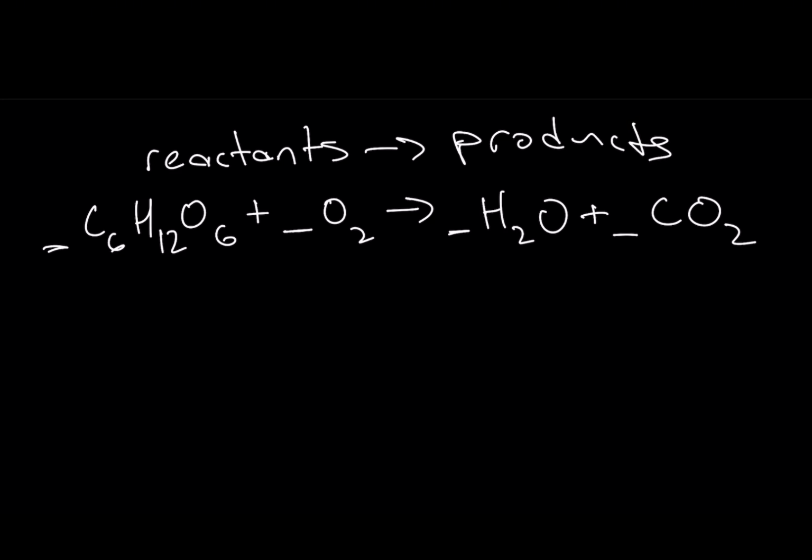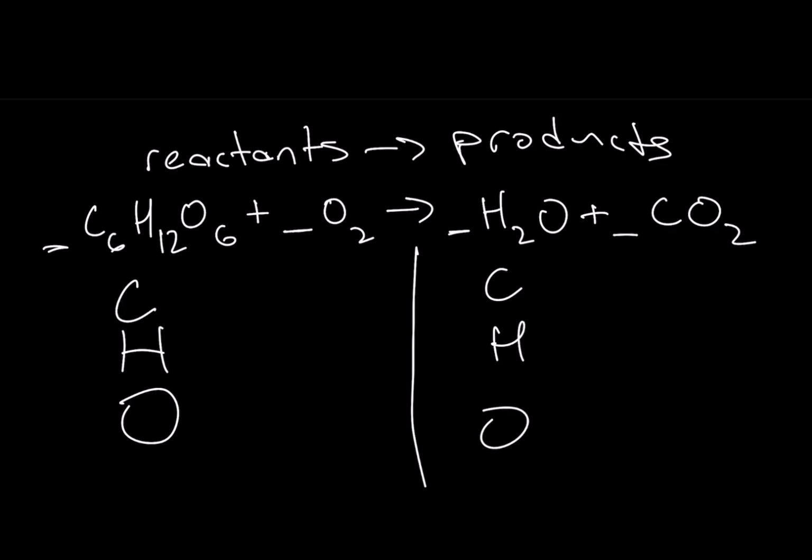So, due to the conservation of mass, the number of atoms on the reactant side has to be equal to the number of atoms on the product side. So let's split the two sides in two and write carbon, hydrogen, and oxygen. Carbon, hydrogen, and oxygen. So let's start with the reactant side.